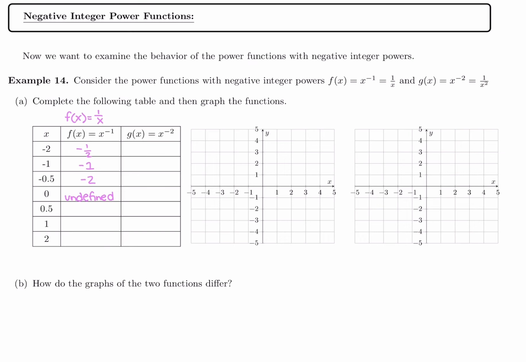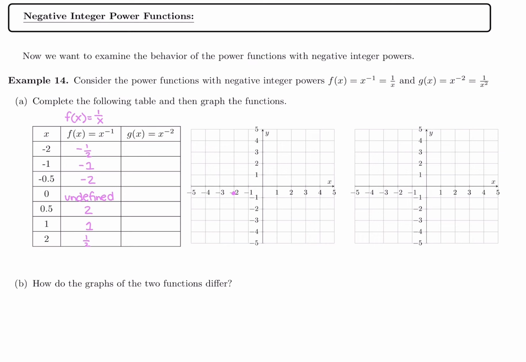However you want to think about it, 1 over x is x to the negative 1. When we plug in 0.5, we get 2. When you plug in 1, you get 1. And plugging in 2, you get 1/2. So let's plot these points starting with 2, comma, 1/2.